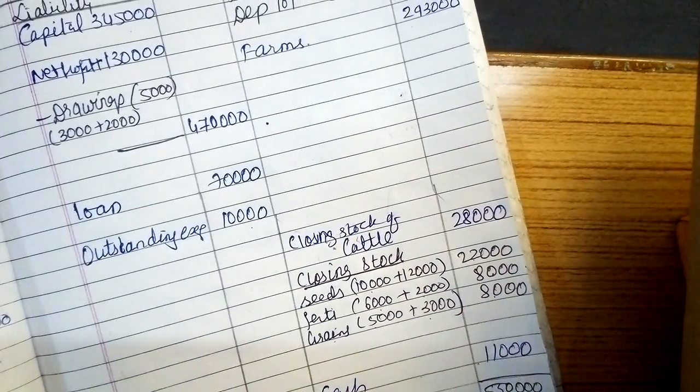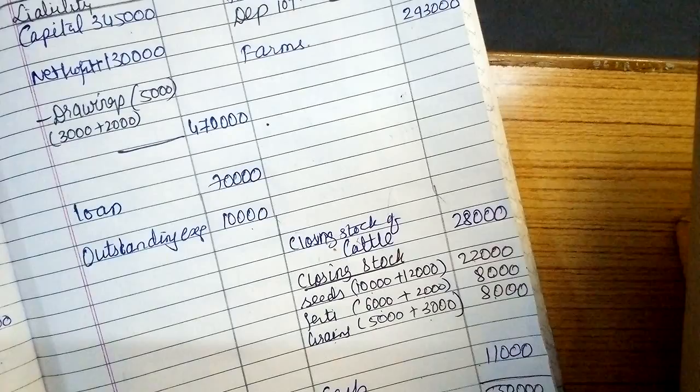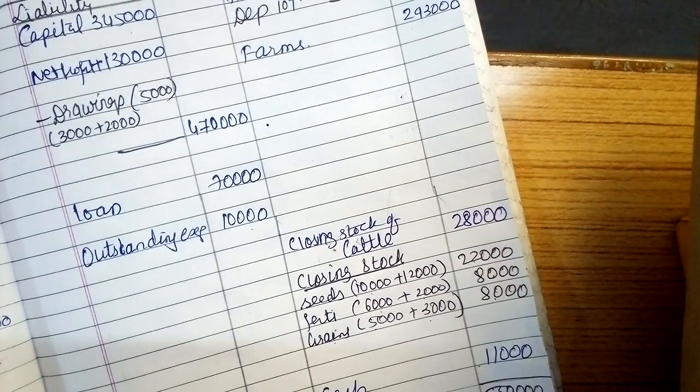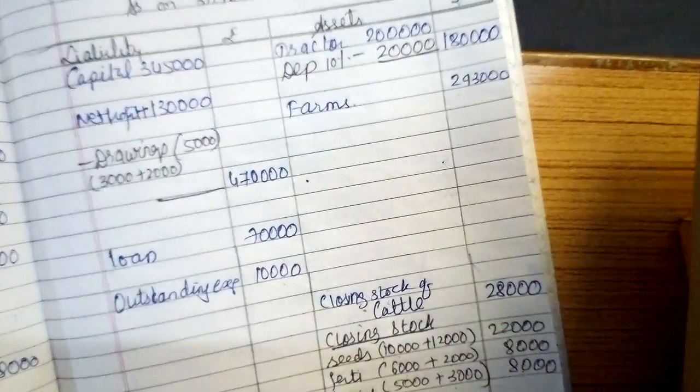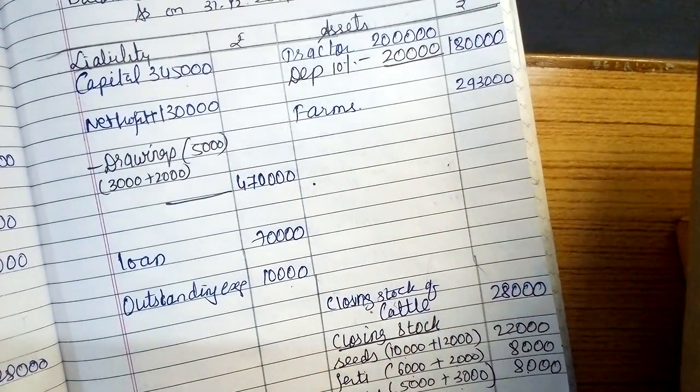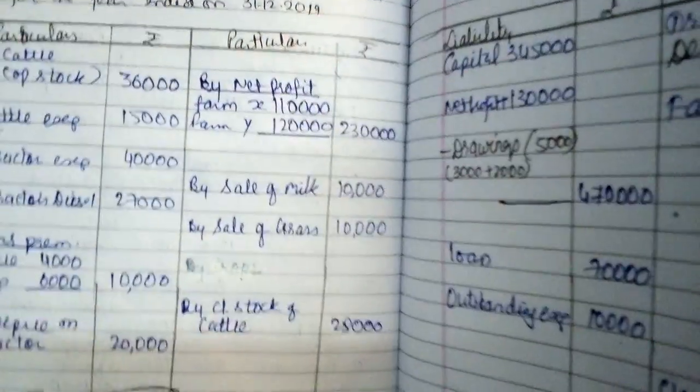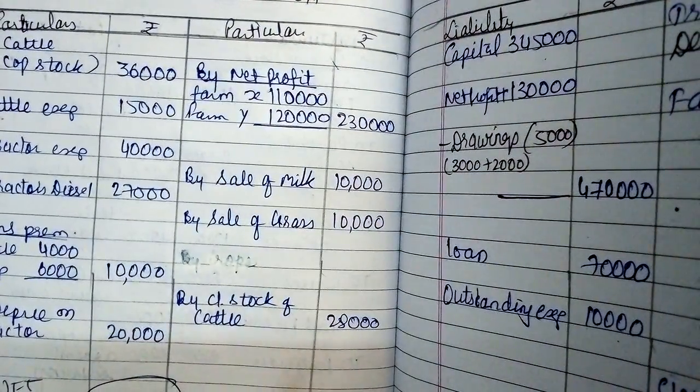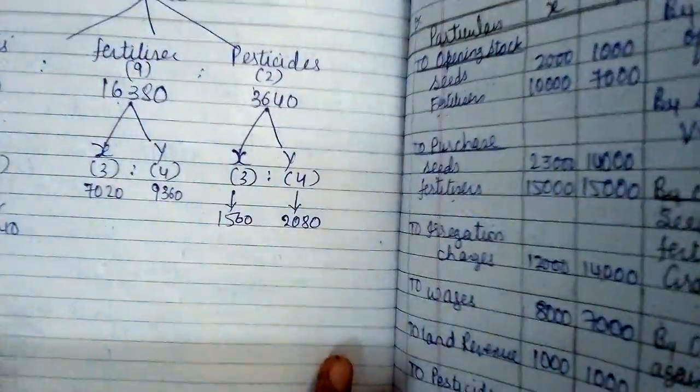So closing stock has got two effects, one effect at the farm account credit side and the another one at the asset side of balance sheet. Now second, crop against wages. So here the crops are given in lieu of wages. So it has got two effects for farm X and farm Y.